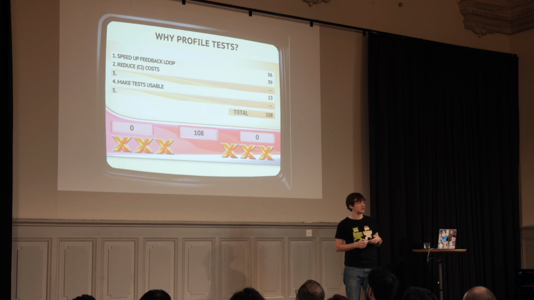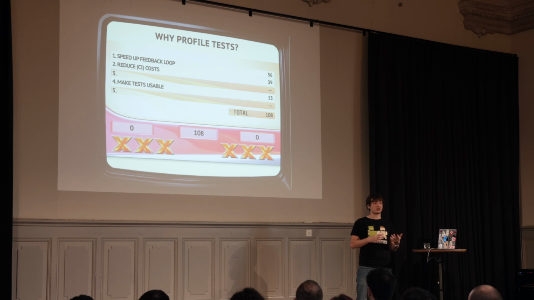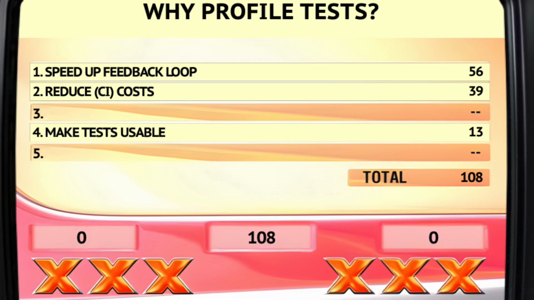And this problem with a slow feedback loop leads to another interesting situation, which has also been highlighted by some of the respondents: tests become not usable locally. So when tests are so slow, you just don't run them locally. You just push on CI and pray for it to become green. And then you're disappointed when it's red.